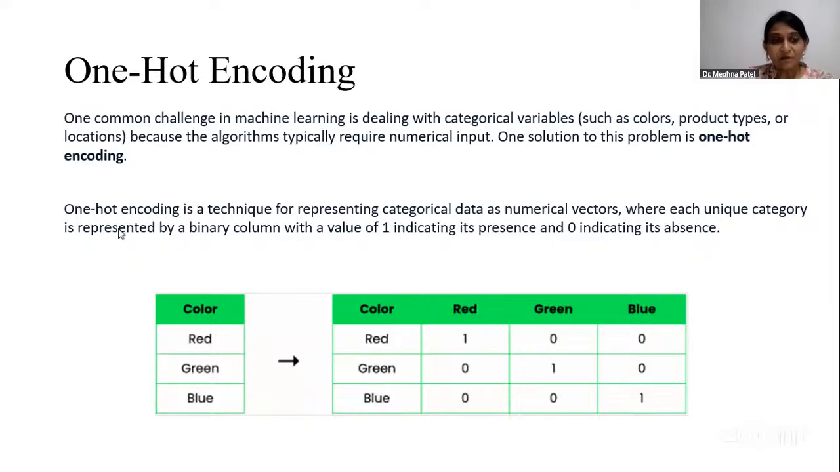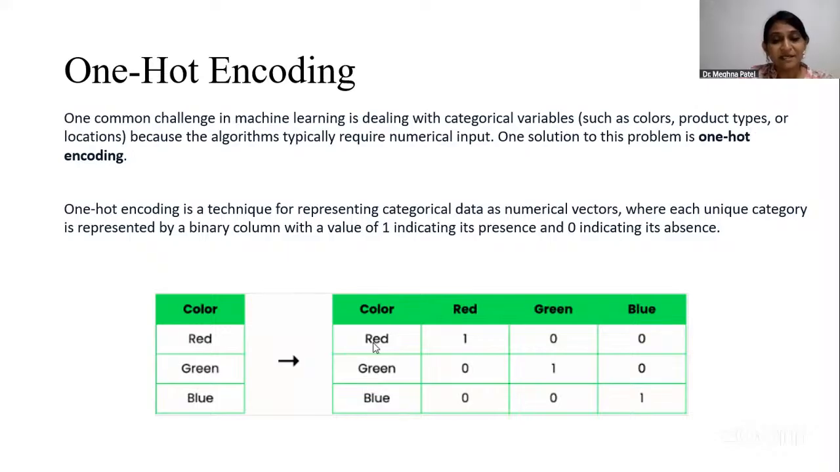One hot encoding is a technique for representing categorical data as numerical vectors, where each unique category is represented by a binary column, with a value of 1 indicating it's present and 0 indicating it's absent. Let's understand first. Say this is the color, which contains 3 classes: red, green, and blue. Now if I want to convert this into numerical, then what happens?